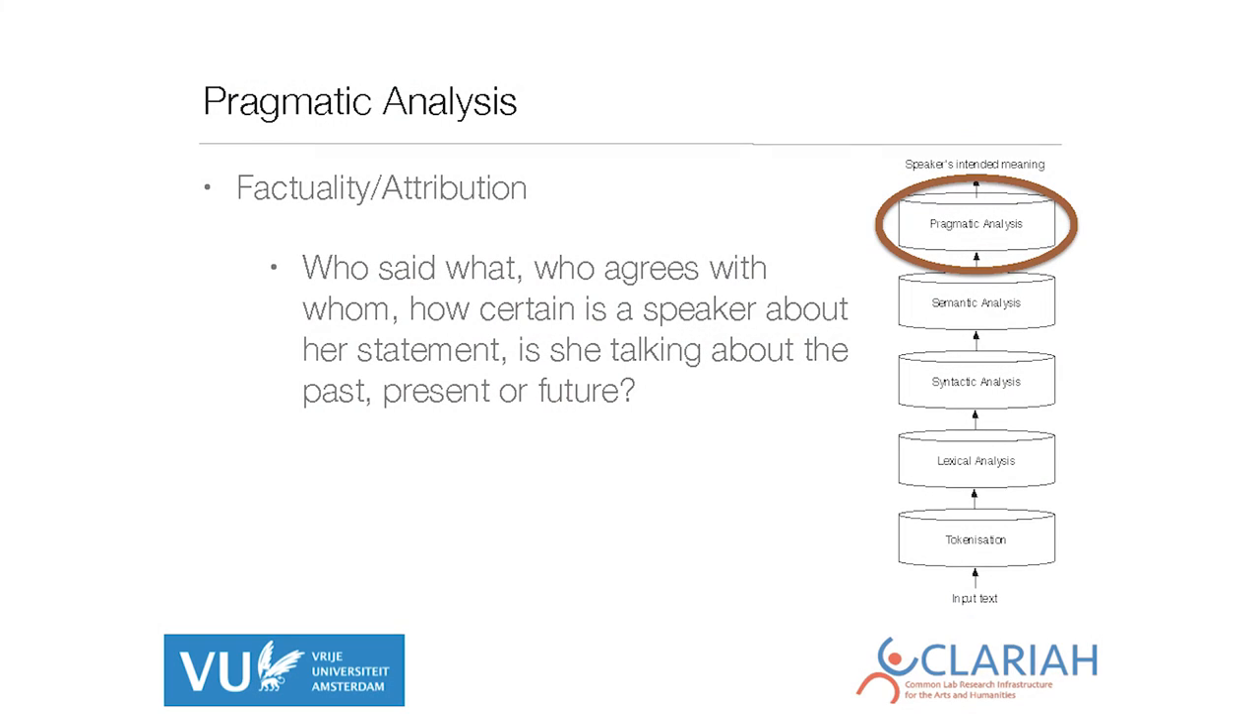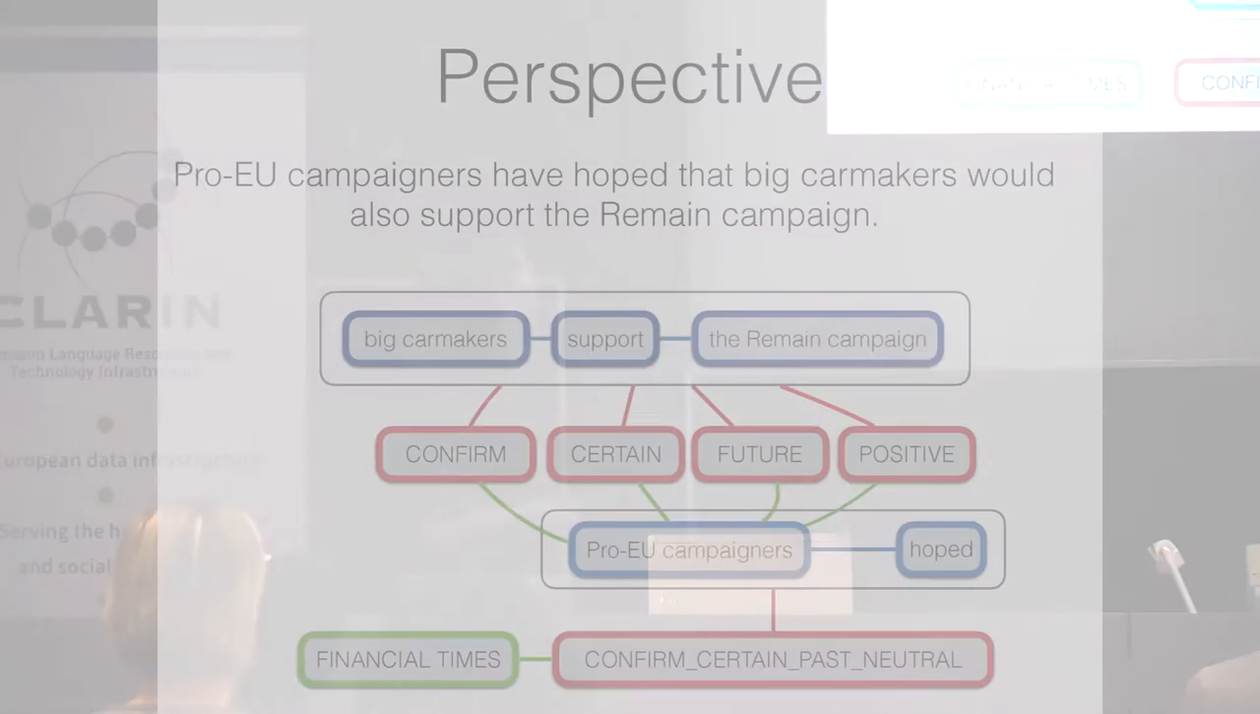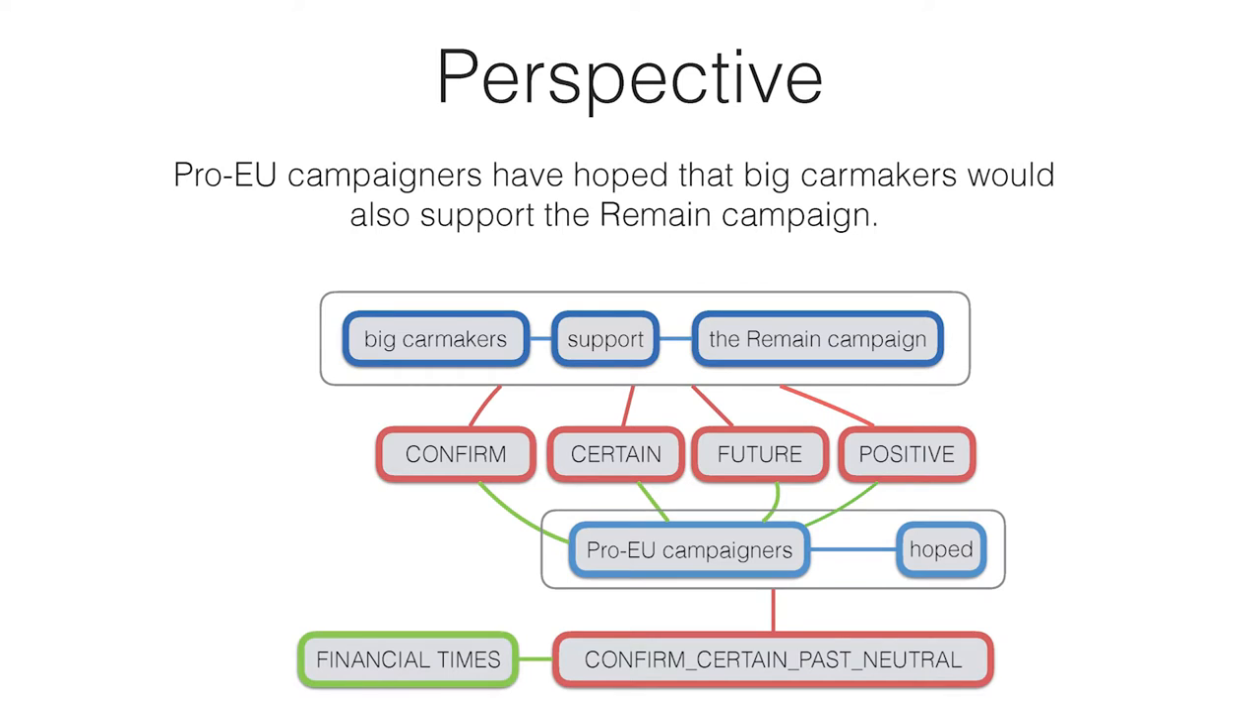And then we go a little bit towards pragmatic analysis by also looking into who said what, how certain the speaker is about what he or she says, and whether he or she is talking about the past, the present or the future. So if you've got a sentence like, pro-EU campaigners have hoped that big car makers would also support the Remain campaign. So there's a statement, big car makers support the Remain campaign. It's confirmed by the pro-EU campaigners, and they hope so, and they are certain that it's a future and it's positive. And this is actually coming from the Financial Times. So they're neutral and they're confirming this as well. They're just stating it like this is there.